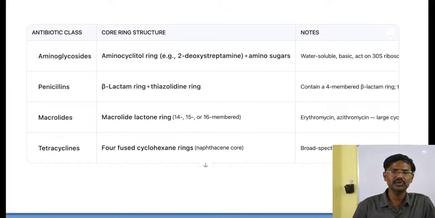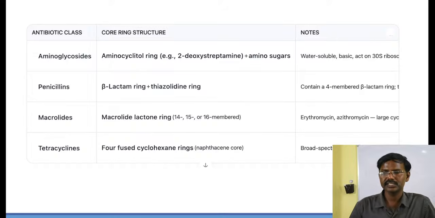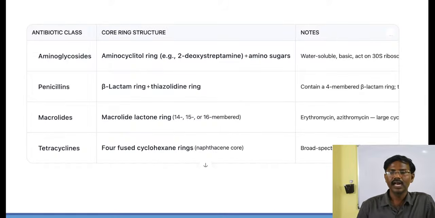And penicillins, everybody knows, beta lactam. Aminoglycosides, yes, it contains an aminocyclitol ring, right? And then tetracyclines, so tetracyclines have a naphthalene ring, right? So these are the important antibiotics. You must remember the core ring which is present in it.